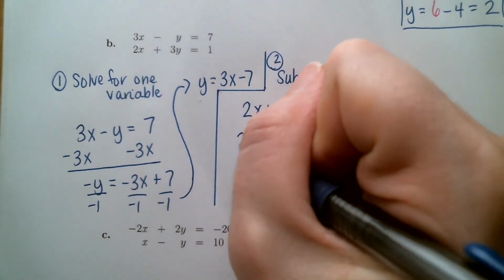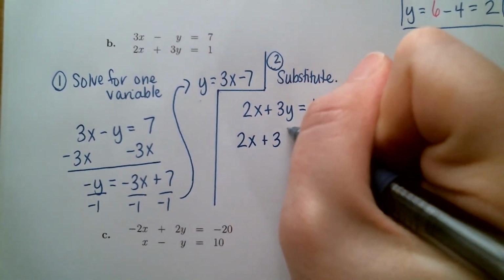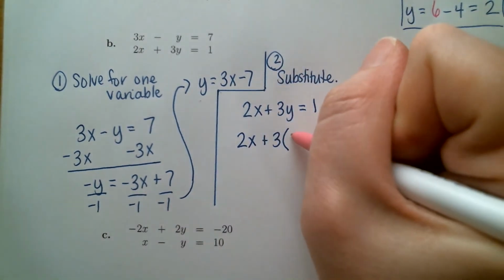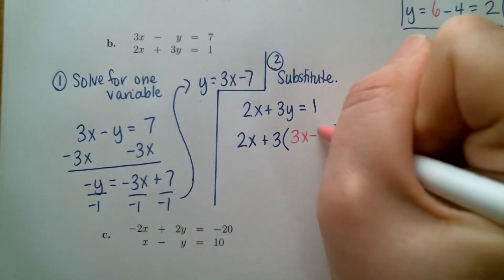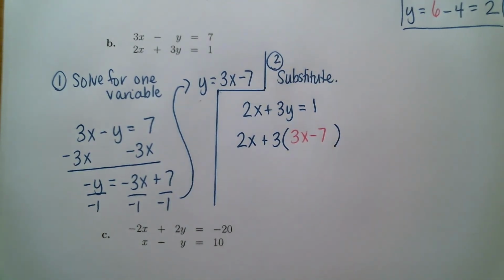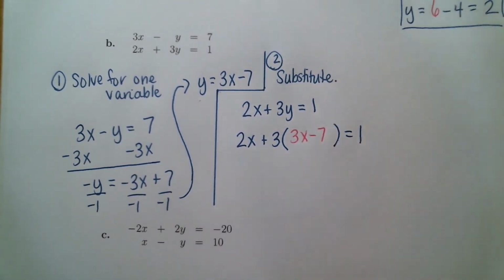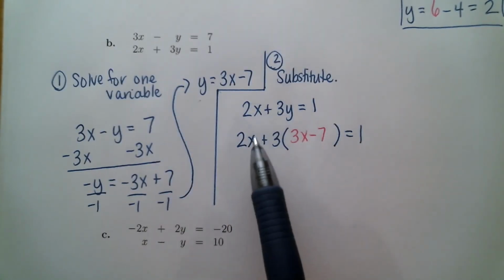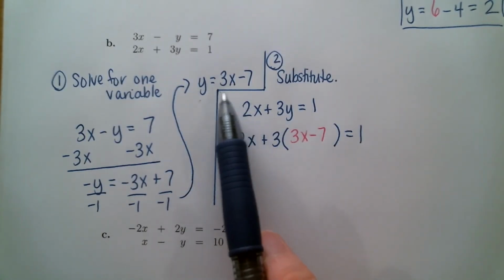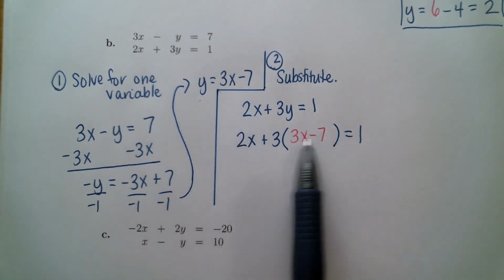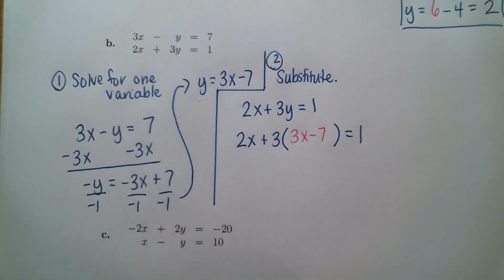So we're going to get 2x plus 3, and instead of multiplying by y, you're going to multiply by the package deal 3x minus 7. All we did was replace y with 3x minus 7, and then that has to equal 1. So all I did was go to the second equation and, everywhere you saw a y, replace it with 3x minus 7. We are left with all x's, so we can solve for x.